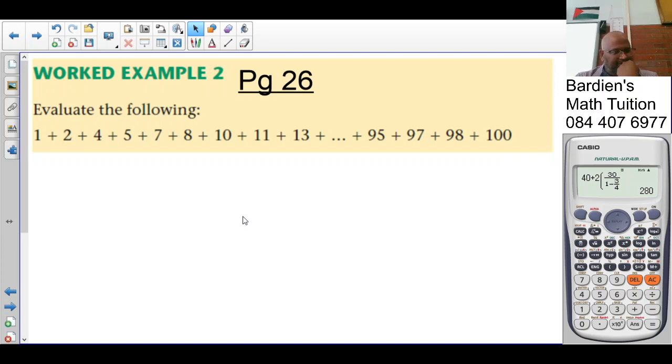Evaluate the following. We got 1, 2, 5, 7, 9, 1, 7, 1, 2, 4, 5, 7, 8, 10, 11, 13, 95, 97, 98. What is going on here? What do you notice about these numbers? I'm not going to give you all the answers now. Well, what do you notice?